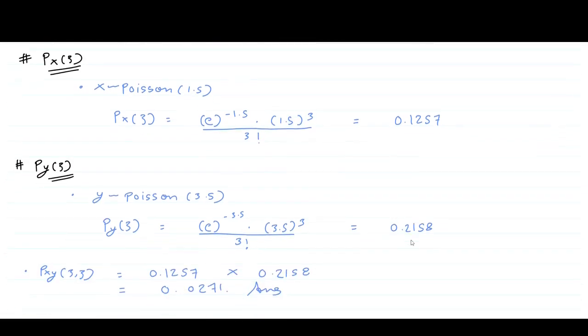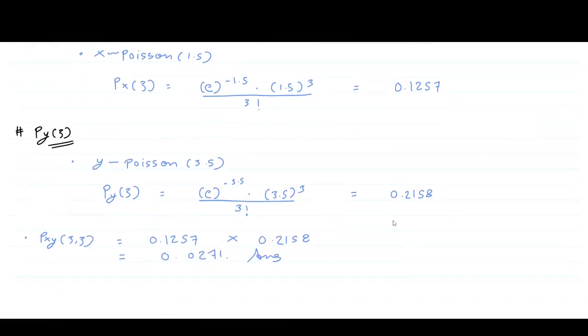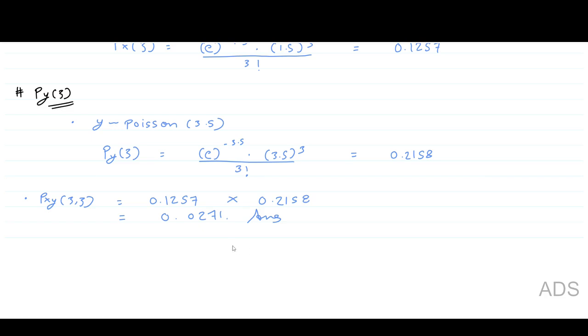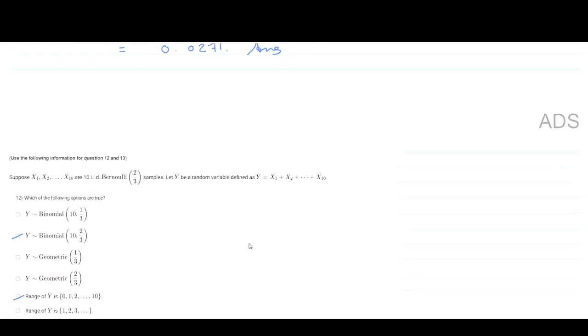And similarly, the probability of Y is equal to 3 is going to be 0.2158. So the probability of X is equal to 3, Y is equal to 3 is 0.1257 into 0.2158, which is equal to 0.0271. Hence, the answer of this question is 0.0271. Let us now move to the next questions.